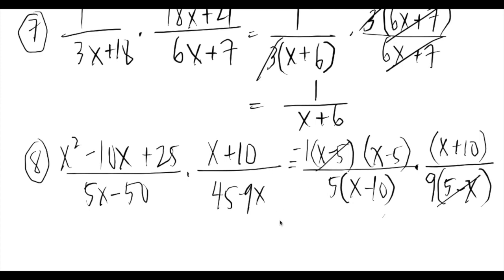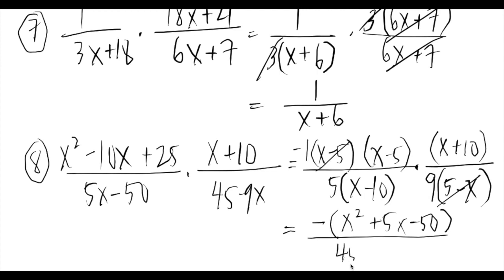May iwan sa atin is this one. We have negative x minus 5 times x plus 10. That's equal to x squared plus 5x minus 50 over 5 times 9, that's 45. 45 times x minus 10, that's equal to 45x minus 450. So, pwede nyo rin i-distribute itong negative, but I will leave it like this.